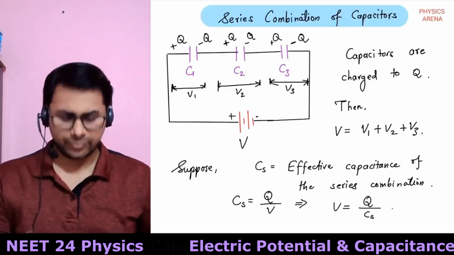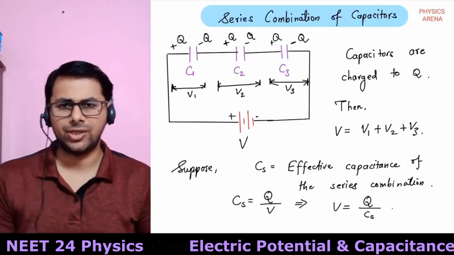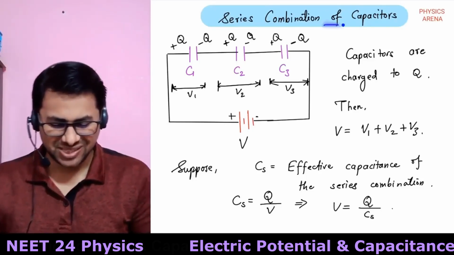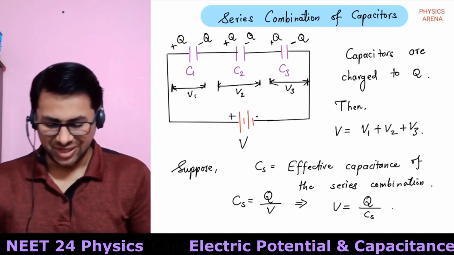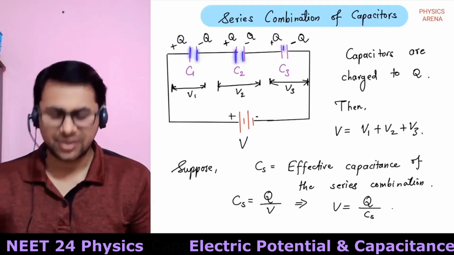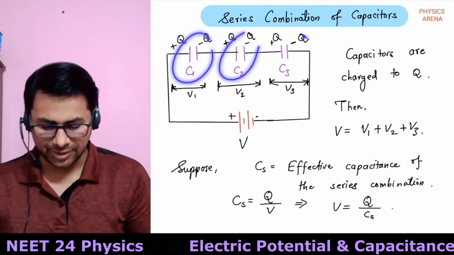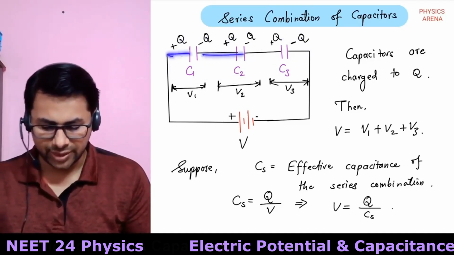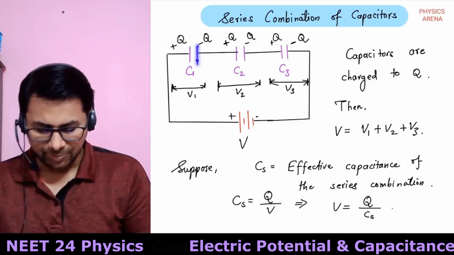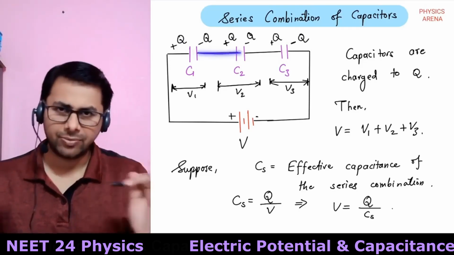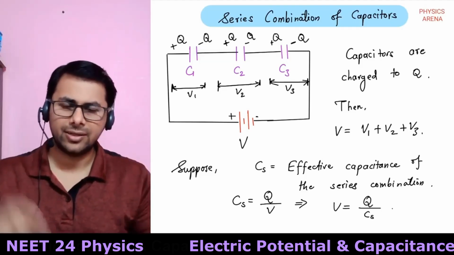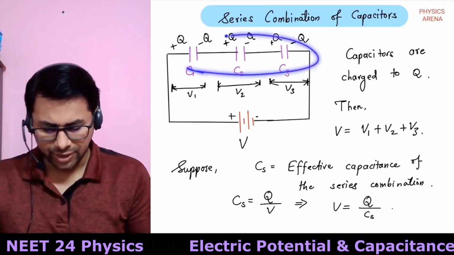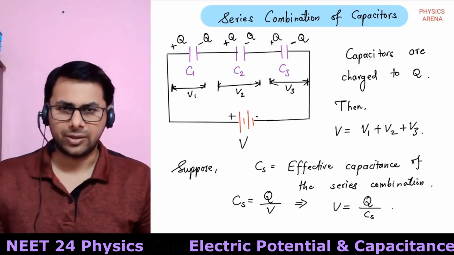Okay, then next is series combination and parallel combination of capacitors. So what will happen in case of series combination? Suppose you have some capacitors connected to each other in series. This is how you connect them in series, right? So one plate of this capacitor is connected to one plate of the other one. If both plates are connected, they are in parallel. And now this combination is given a potential difference of V.